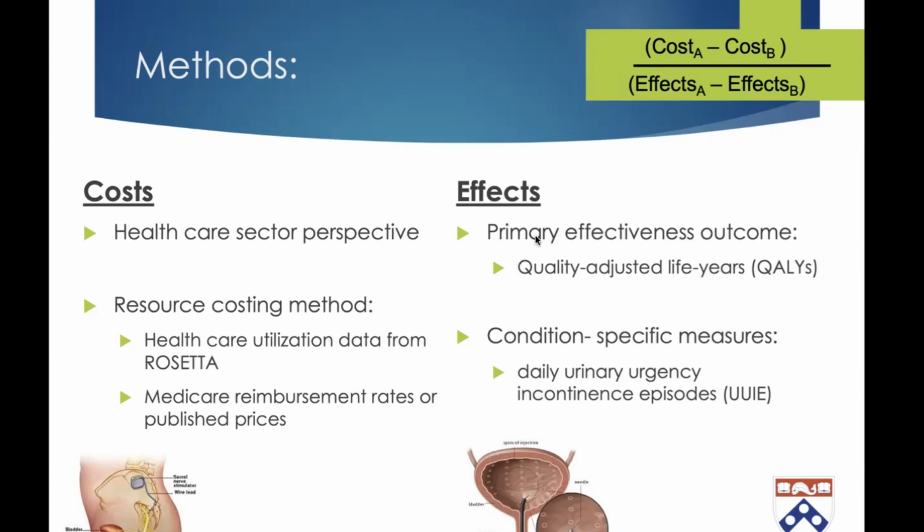For effects, again, our primary effectiveness outcome was the QALYs, and we measured it with the instrument throughout the study. And then we also had a condition-specific measure, and here we picked reduction in daily urinary urge incontinence episodes, because that was one of our clinical outcomes.